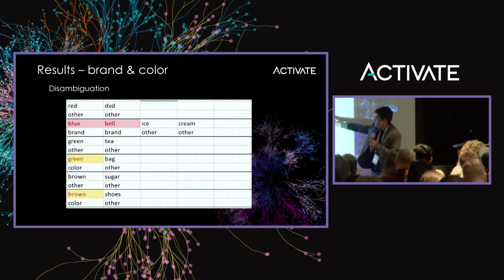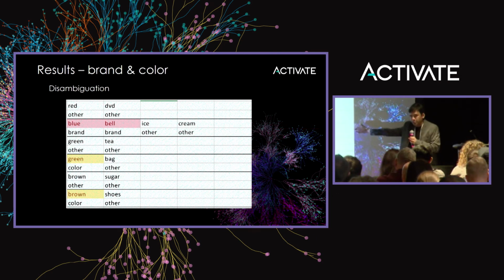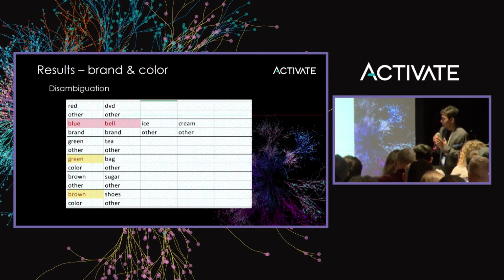And then we can see that there's a disambiguation between green tea and green bag. So green is a color in only one of the senses. And brown shoes and brown sugar. Similarly, brown is a color in only one of these.